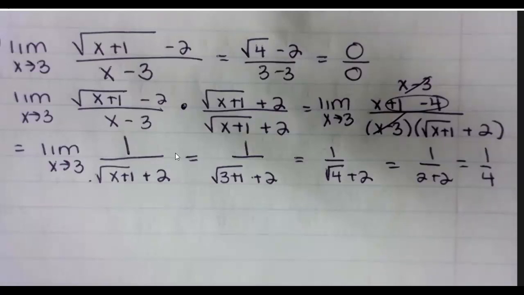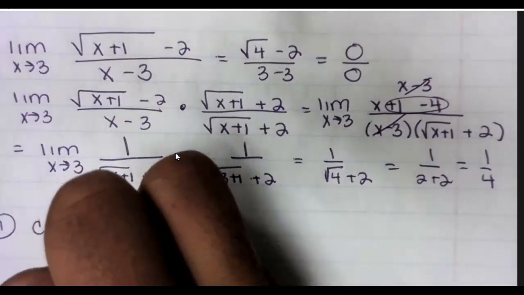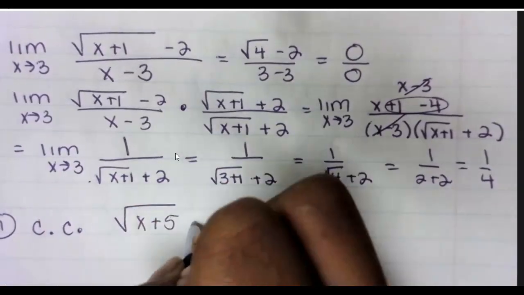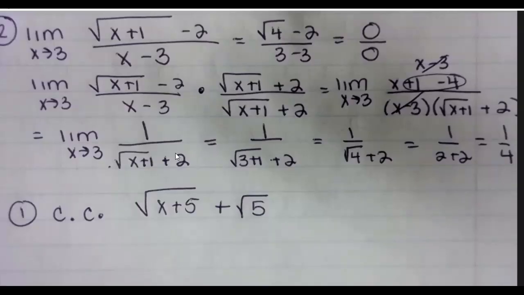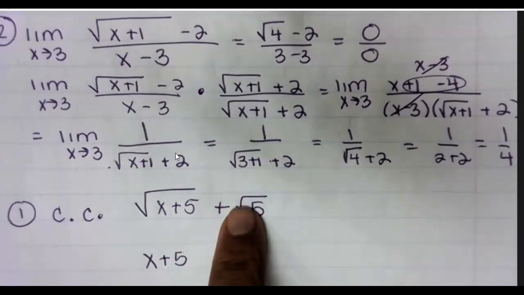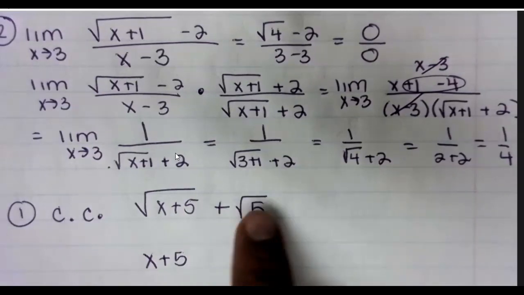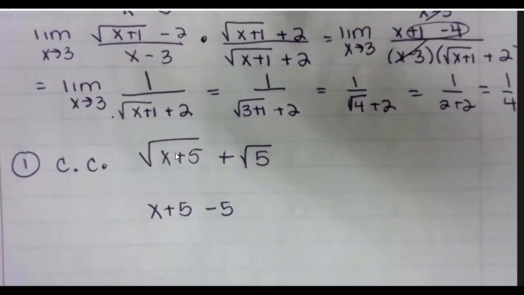You would multiply. So for number 1, your complex conjugate would be the square root of x plus 5 plus square root 5. When you multiplied it, the first part would become x plus 5. And then square root 5 times negative square root 5 would become negative 5. Yeah, the numerator eventually will become x. Perfect. Yep, that's what I had.